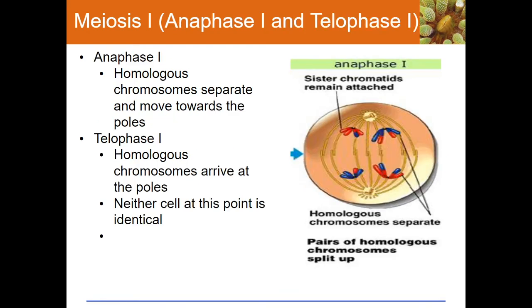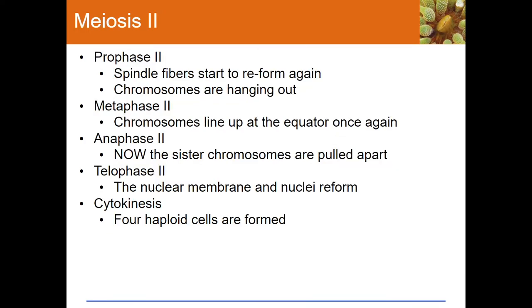In anaphase 1, the homologous chromosomes separate. So we're not separating the sister chromatids, only the homologous chromosomes are pulling apart. In telophase 1, the homologous chromosomes arrive at the poles. At this point, neither cell is identical. So they're unique in every way possible right now, just because of that crossing over. And again, this chromosome you got from dad, this one you got from mom. So there's already going to be some slight differences in the genetic code that they gave you. Okay? So now you're creating unique gametes, egg or sperm cells.